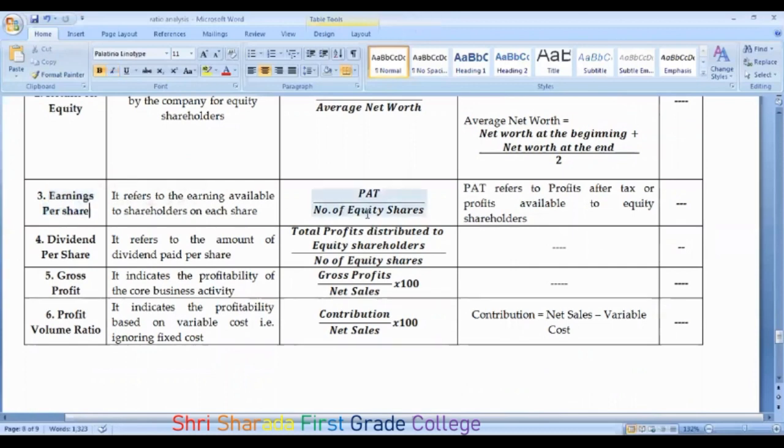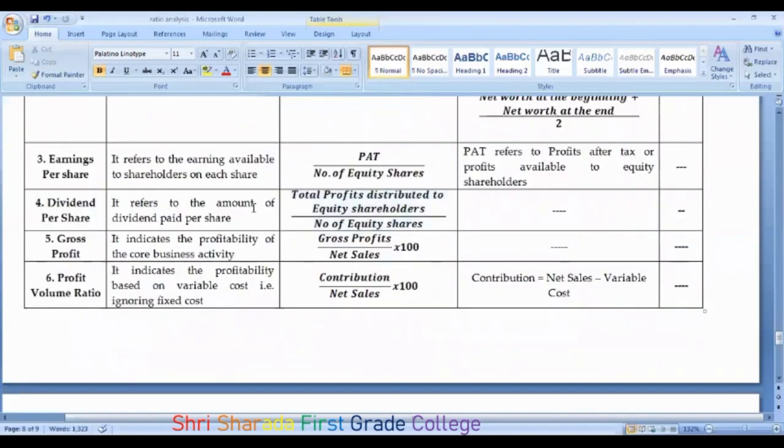The equity shareholders get a dividend, but we also deal with earnings per share, the earnings available to the shareholders on each share. Out of each share invested by the shareholders, what earnings they are going to get will be studied in the case of earnings per share. Very important, even these two. So here profit after tax will be compared with the number of equity shares.